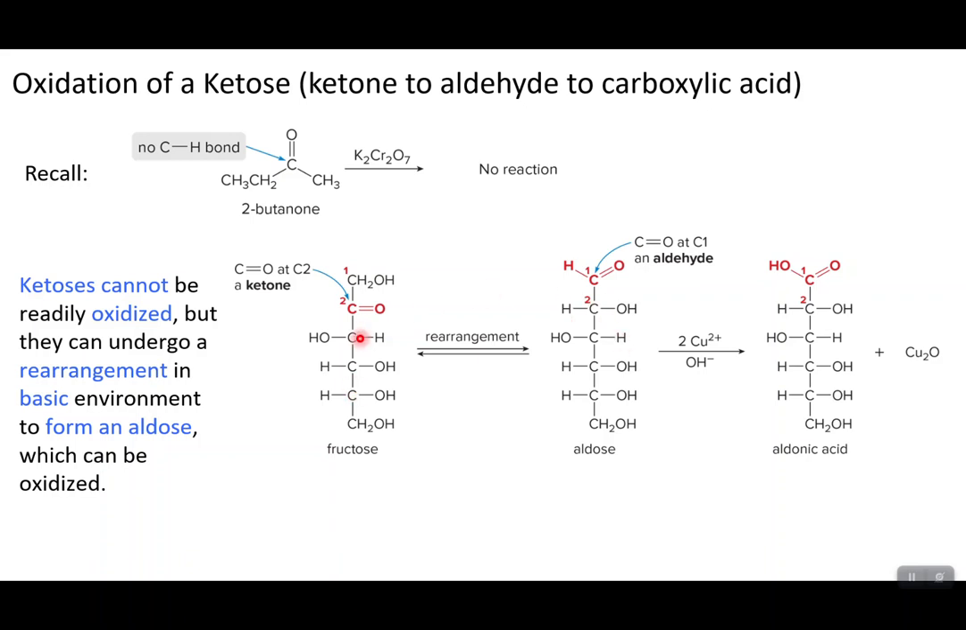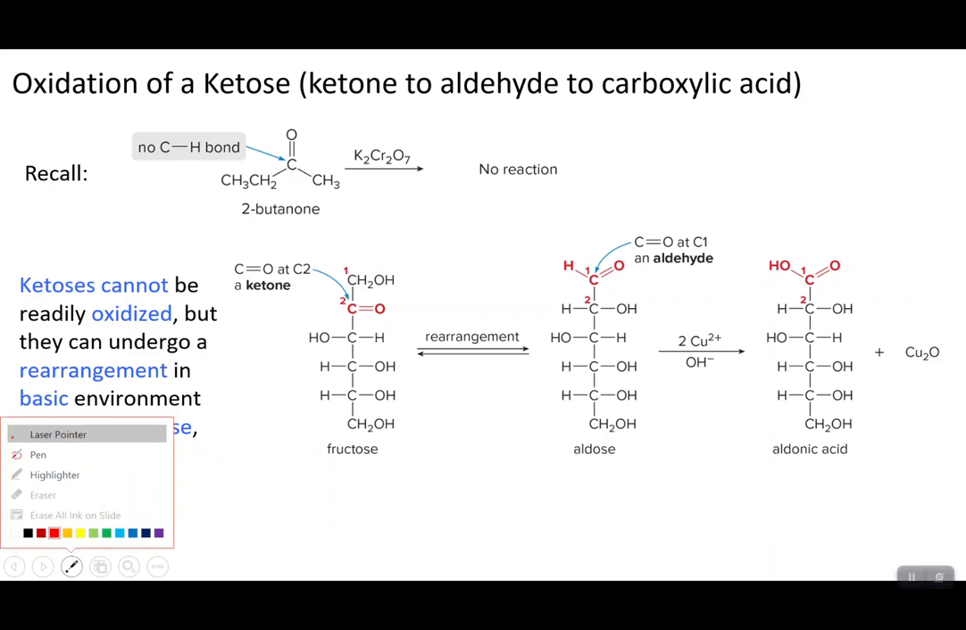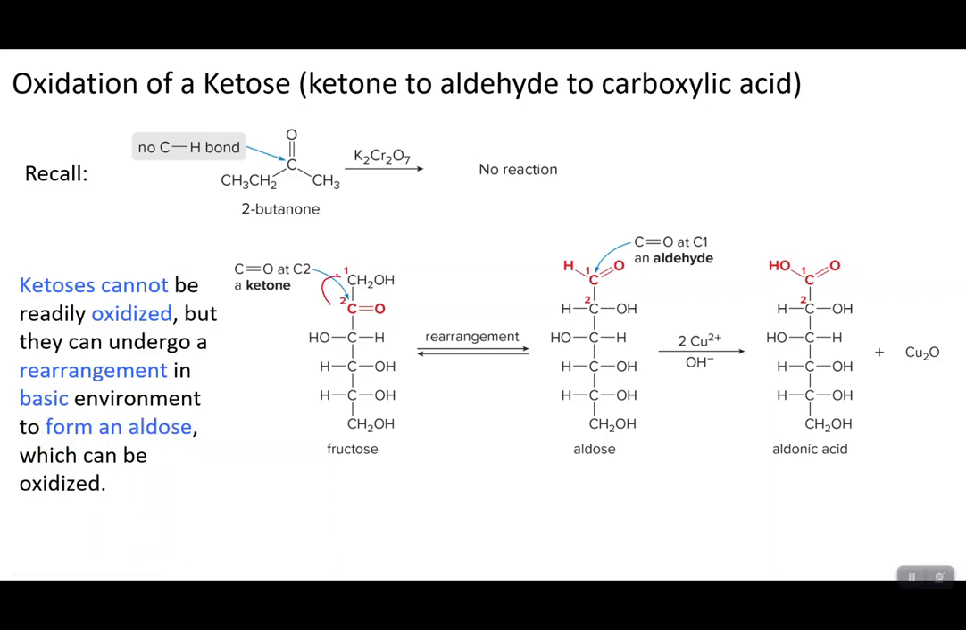This fructose can rearrange to form an aldehyde, where the groups in carbon 1 and carbon 2 basically swap. You can think of it as them swapping. And so now you're going to have your OH group in carbon 2, and the carbon double bonded to the oxygen is now in carbon 1. And this is going to create an aldehyde.